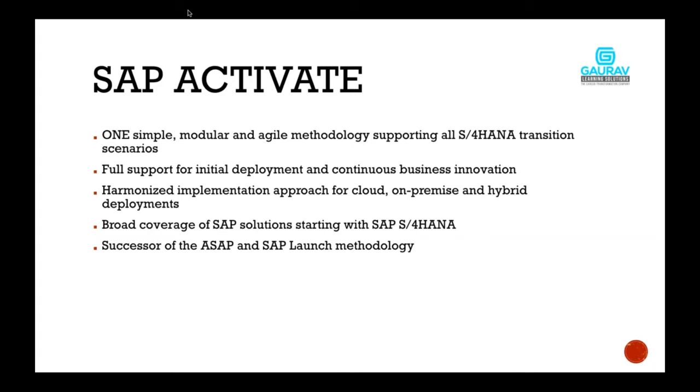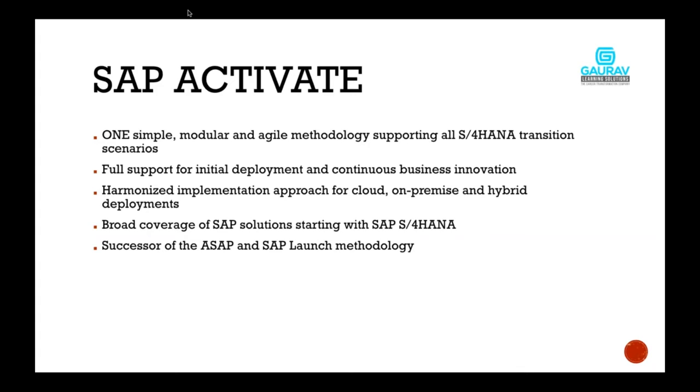Going to point number two, it provides full support for initial deployment and continuous business innovation. So it is not only for the first time implementation that you can use SAP Activate methodology, but you can use it for continuous business innovations also. Once you implement your SAP system, it doesn't mean that you are not going to do anything later on. Once you implement, there will be a lot of small projects that you will be doing in your organization. So SAP Activate will not only be used for the initial deployment, but also for continuous business innovation, for continuous projects in your organization.